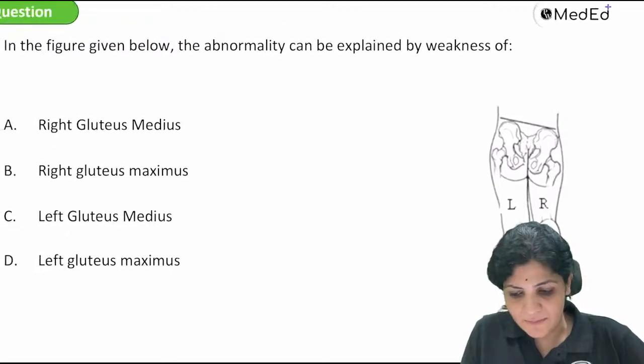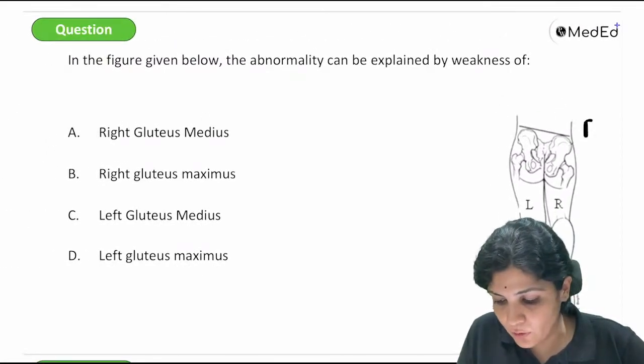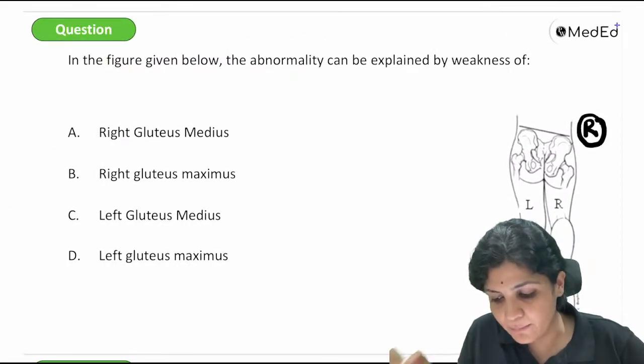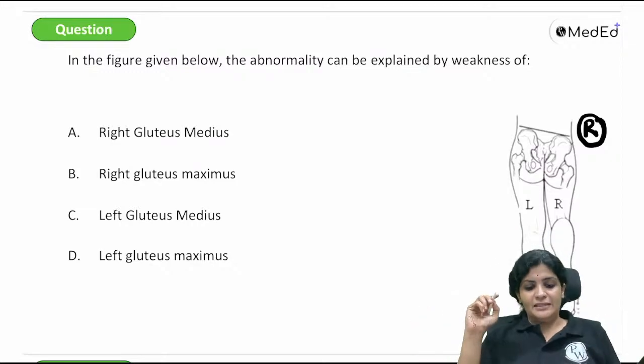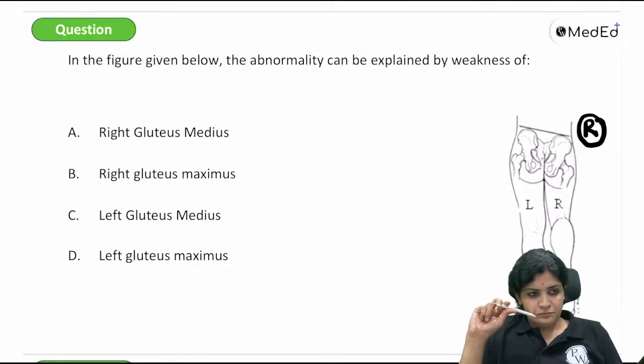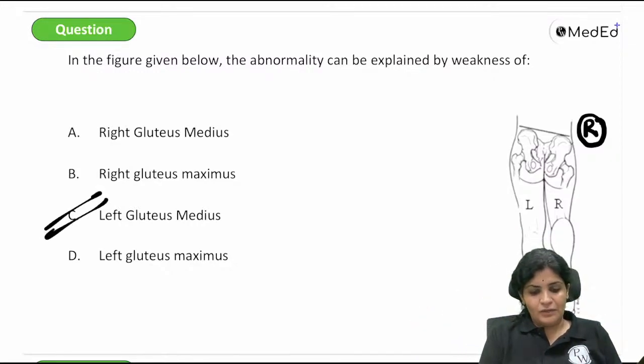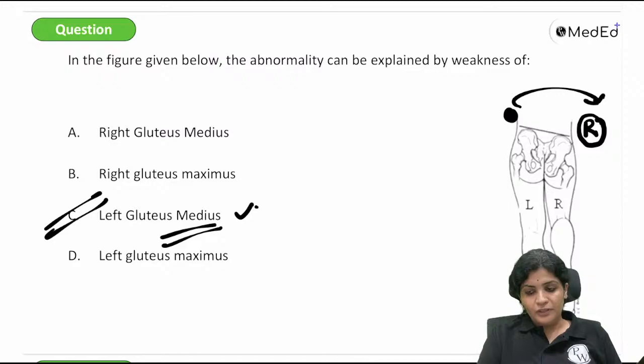What is this? The abnormality can be explained by the weakness of... so there is a dip on the right side. If you see, there is a dip on the right side. So what would be the answer? Very good. So gluteus medius is the answer. So dip on the opposite side. If this side is weak, there will be a dip on the opposite side.